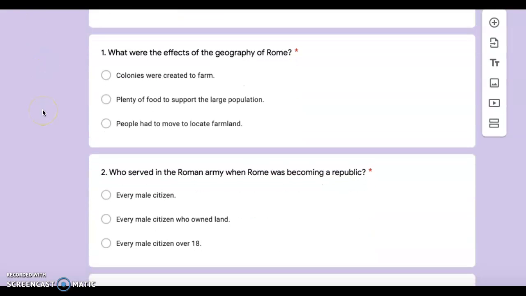Number 1. What were the effects of the geography of Rome? Colonies were created to farm. Plenty of food to support the large population. People had to move to locate farmland.